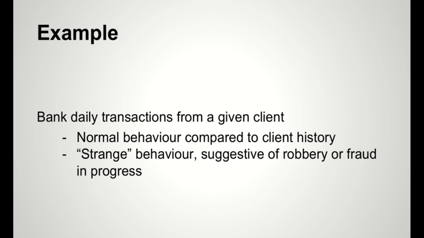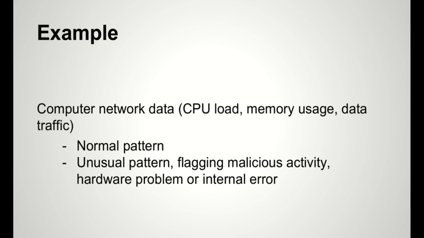So we could have data about what time he usually buys stuff, or the location, or the price of things he usually buys, and we want to know if there's maybe something strange. Another example is, suppose we have a computer network warehouse where we collect data about CPU load and memory usage and data traffic, and we want to know if everything is okay, if everything is following a normal pattern, or if there's an unusual pattern like a malicious activity or a hardware problem or an internal error that is clogging the flow. So we want to be able to detect those things.